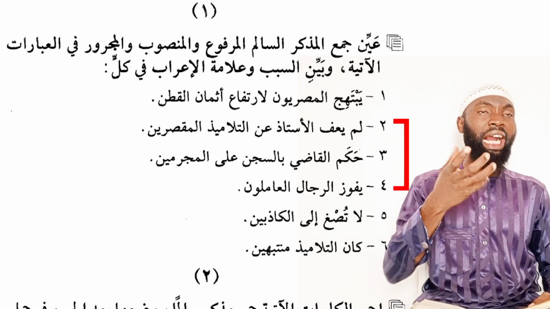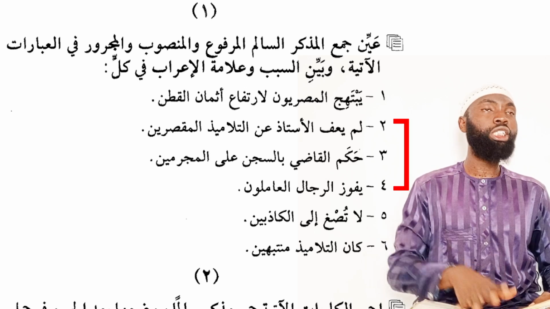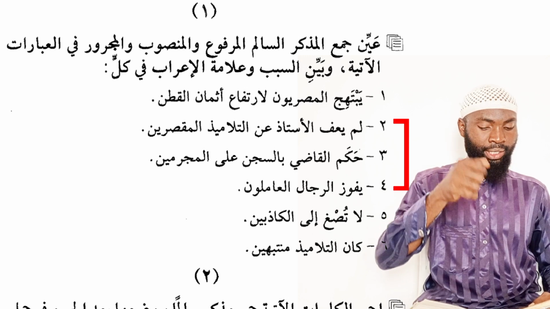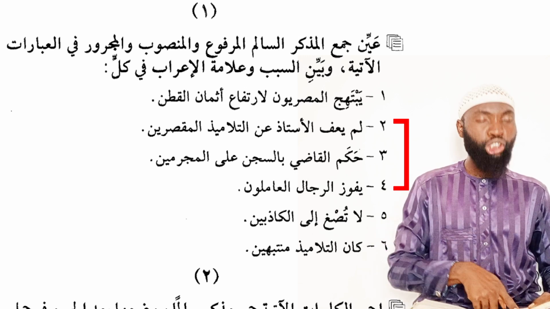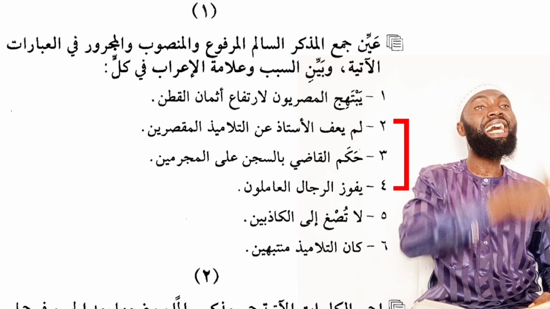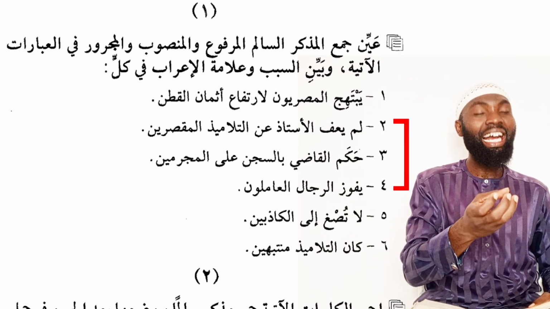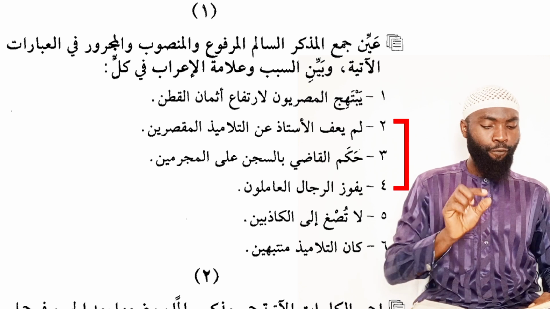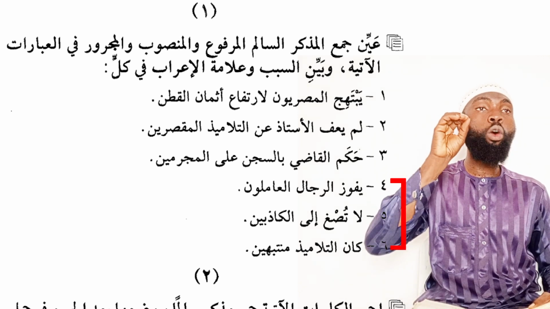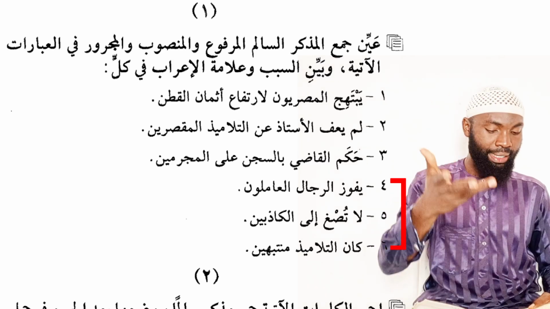Number three, we have hakama al-qadi bisijni 'ala al-mujrimin. The judge passed a jail sentence on the criminals. So al-mujrimin is coming as what? Majrur, because it appears after 'ala, and the sign is ya. Number four, we have yafuzu ar-rijalu al-'amilun. The men who work, or the working men, they succeeded.